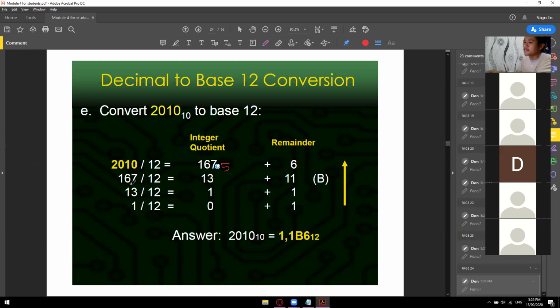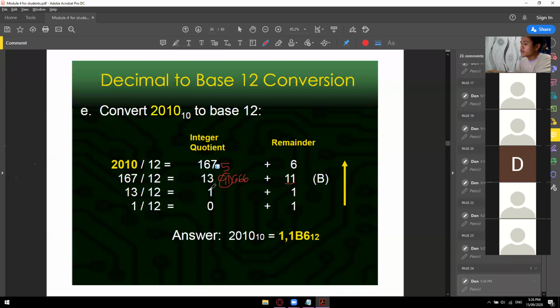And then 167 divided by 12 is 13 point, ano na to? 0.91666. Pwede nyo kunin yung kahit dalawa lang, 0.91. So makukuha nyo dyan is 10 point something. Basta parang 10.9. So pwede nyo i-round off na lang yan to get the value of 11. Pero pwede nyo naman kumpletuhin para makuha nyo talaga yung exact value ng 11. And then, so again, 11 is equivalent to letter B.